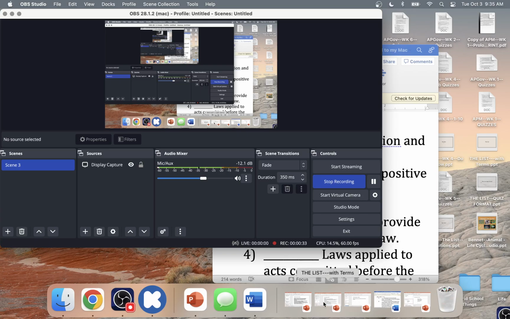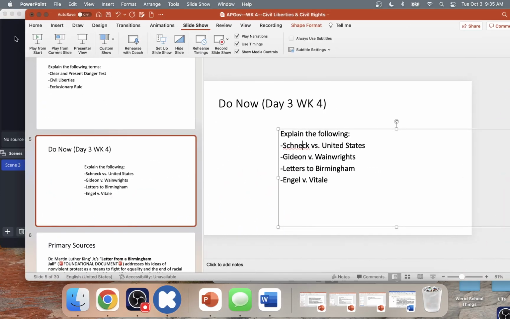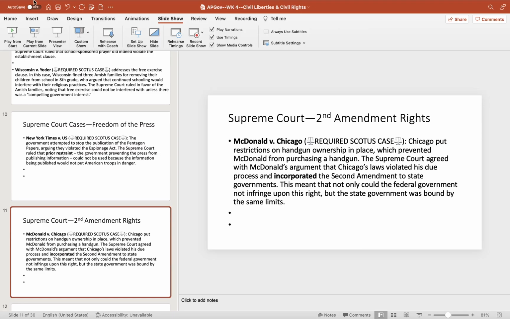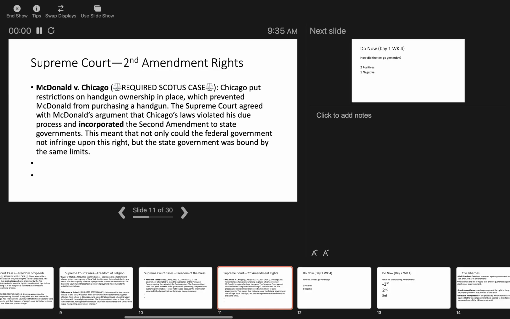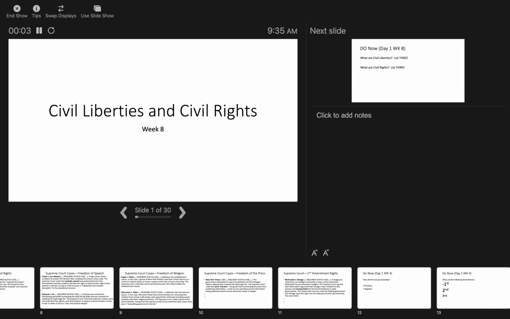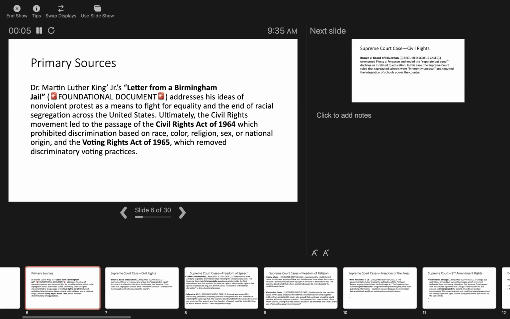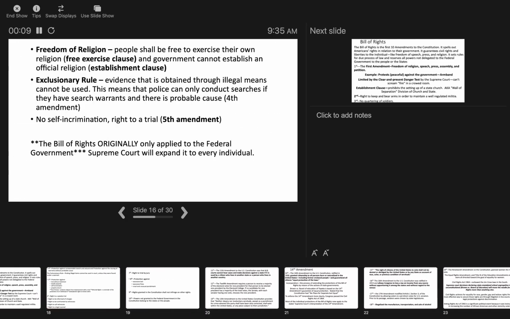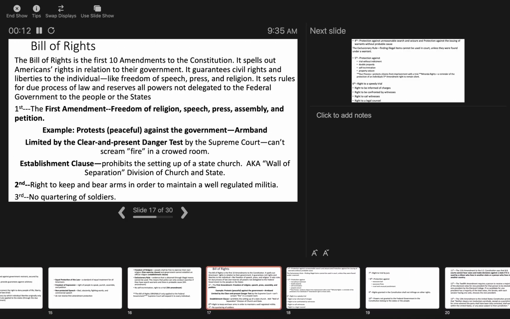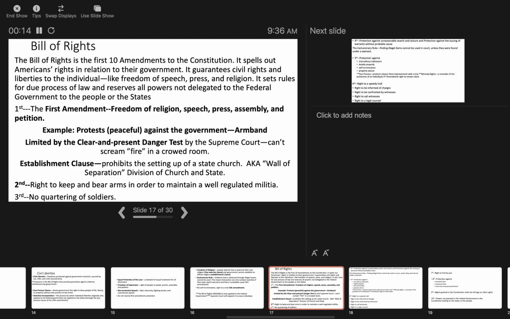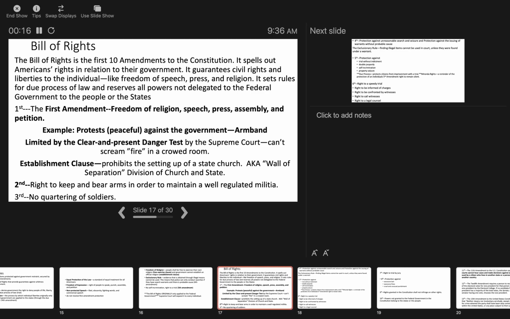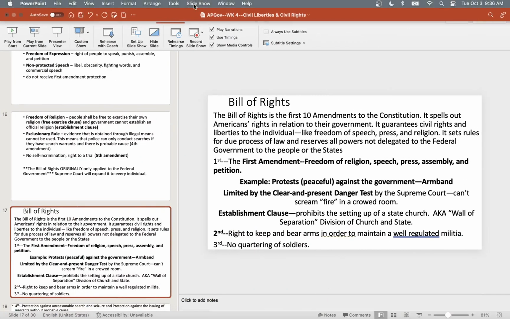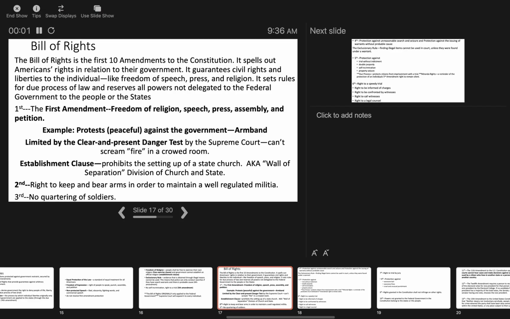All right. Today we are obviously going to be focusing on our amendments here. So at the top of your notes, you need to write week 8, of course, because we're in week 8. We are going to start on our Bill of Rights, ladies and gentlemen. For your Bill of Rights, you need to know that it is your first 10 amendments.